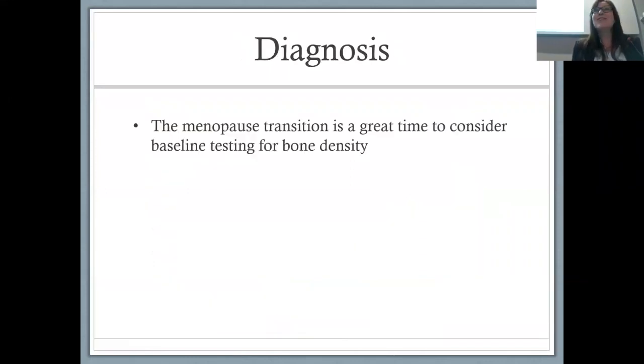So the menopause transition, I have to link menopause and bone. It's a great time to consider baseline testing for bone density in those women who have risk factors. So I wouldn't necessarily do it for everyone, but in those women who have risk factors at the transition time of menopause, this is a really good time to do a baseline bone density.